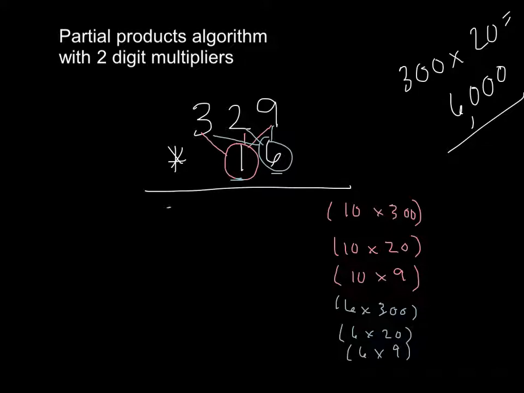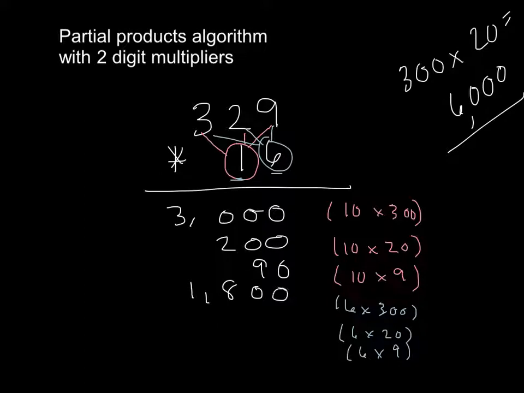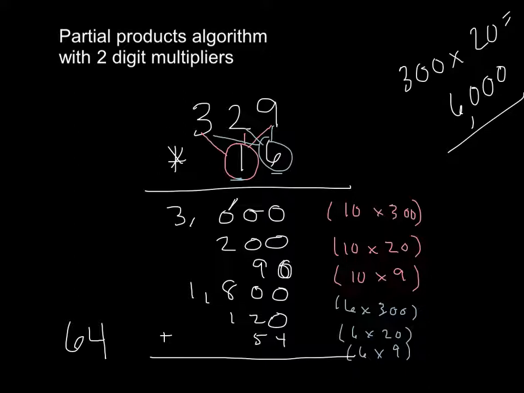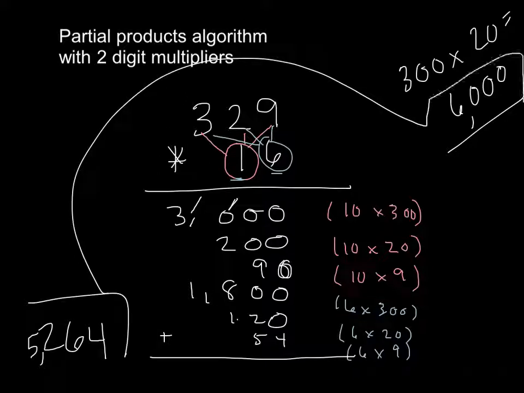10 times 300 is 3,000. 10 times 20 is 200. 10 times 9 is 90. 6 times 300 is 1,800. 6 times 20 is 120. 6 times 9 is 54. And we add those all the way down the side. 0, 0, 0, 0, 4, 0, 9, 2, and 5 would be 16. Carry the 1. 1 plus 2 is 3. Plus 1 is 4. Plus 8 is 12. Carry the 1. And then 5. So our answer is 5,264. That's pretty close to 6,000.